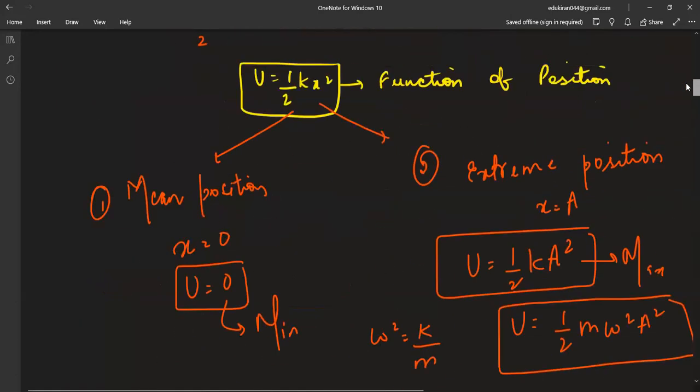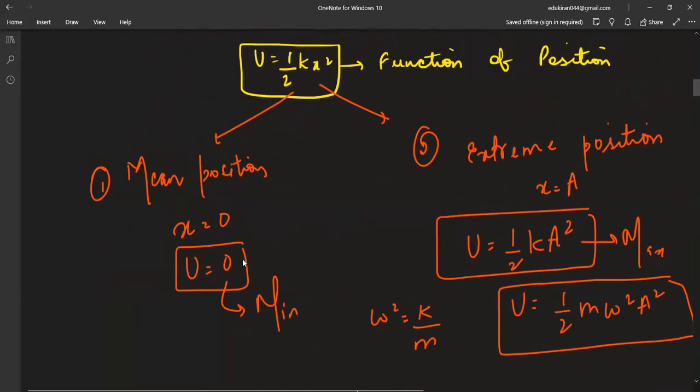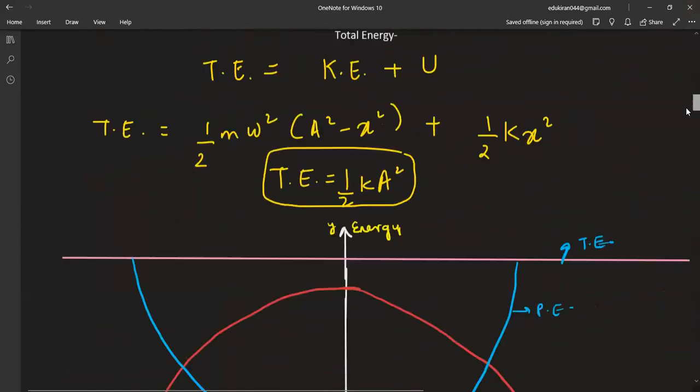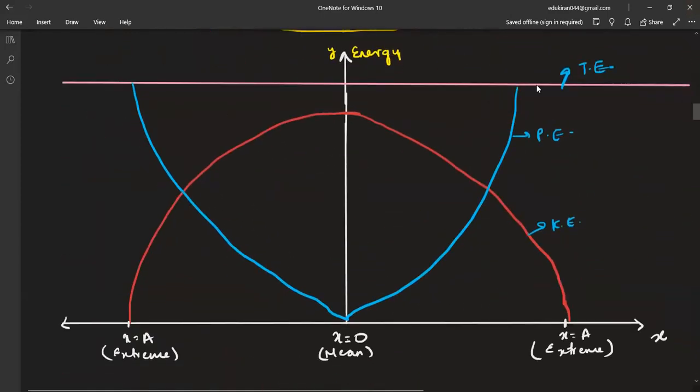And for potential energy, just opposite. At the mean position it's 0, and at both the extreme positions it has some value. That's why some values are there at the extreme position, and at mean position it's 0. So both of their average is taken, which is the total energy.